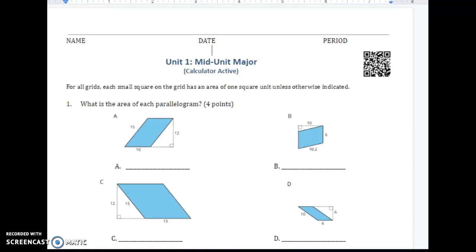Unit 1, Mid-Unit Major. For all grids, each small square on the grid has an area of 1 square unit unless otherwise indicated. Question 1. What is the area of each parallelogram?